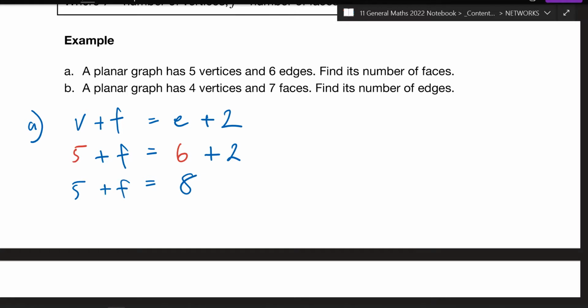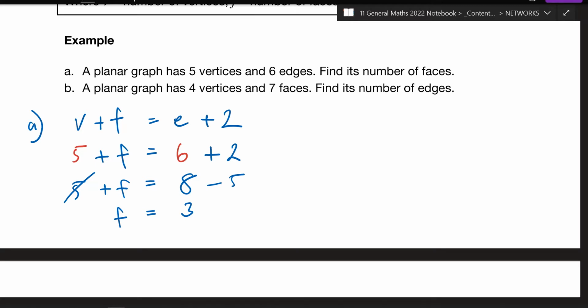Okay, how do I find F here? Well, I want to isolate it. So this is 5 plus F. Get rid of the 5 here, and it becomes minus. So that means this should have 3 faces. Okay, and it's planar.